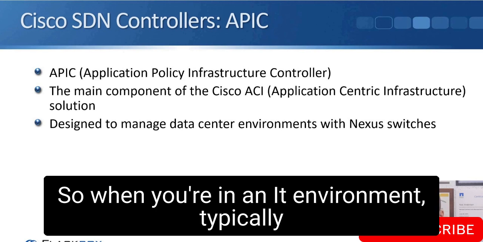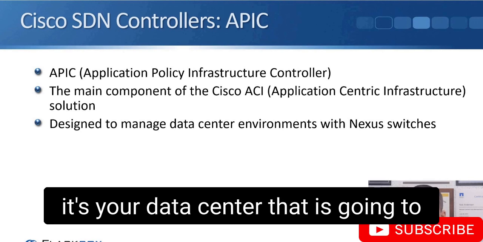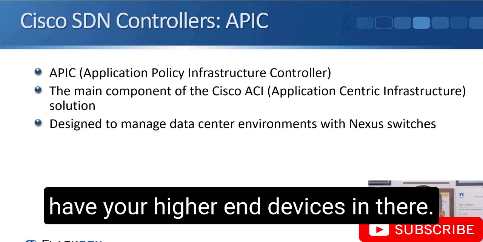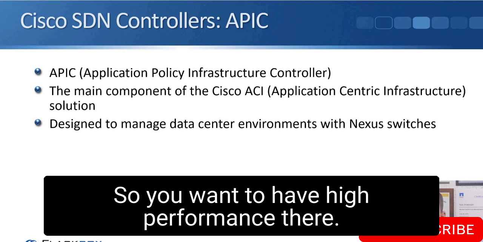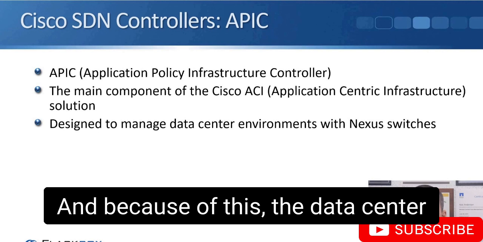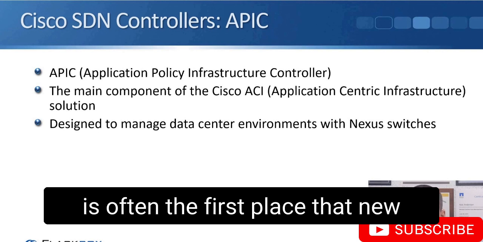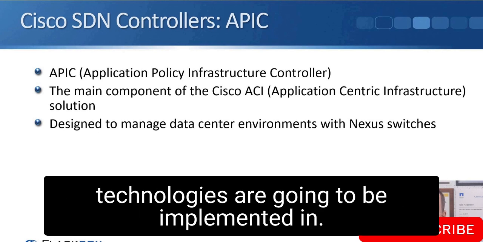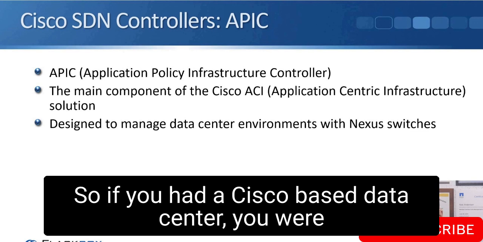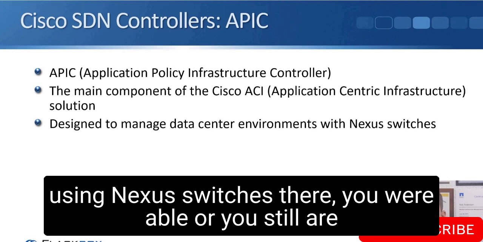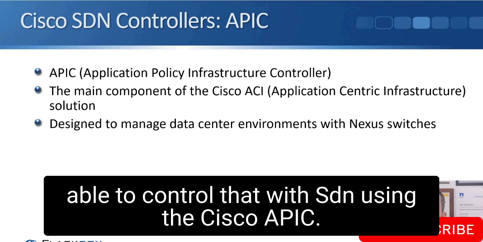So when you're in an IT environment, typically it's your data center that is going to have your higher end devices in there. That's where all your services are located. So you want to have high performance there. And because of this, the data center is often the first place that new technologies are going to be implemented in. And that was the case with Cisco SDN. So if you had a Cisco-based data center, you were using Nexus switches there, you were able, or you still are able, to control that with SDN using the Cisco APIC.